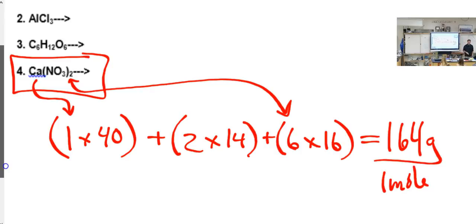164 grams per mole. Who had that? Okay, we're literally trying to baby step through this so that it's not that hard. Okay, good, I am recording.